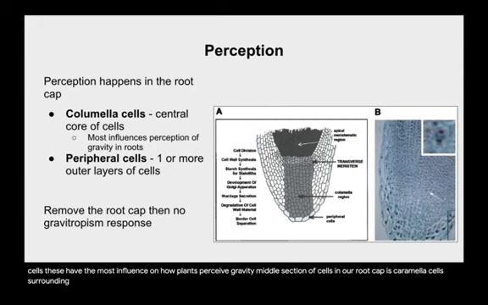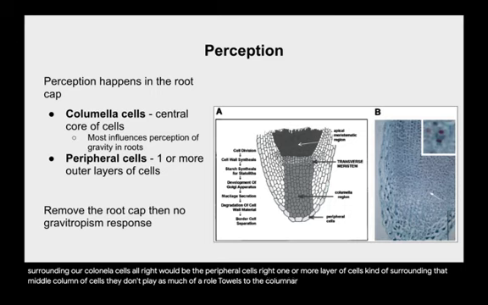Surrounding our columella cells would be the peripheral cells, one or more layers of cells surrounding that middle column of cells. They don't play as much of a role, but you can think of them as like the dermal cells to the columnar cells. They're kind of protecting this innermost portion of the cap here.